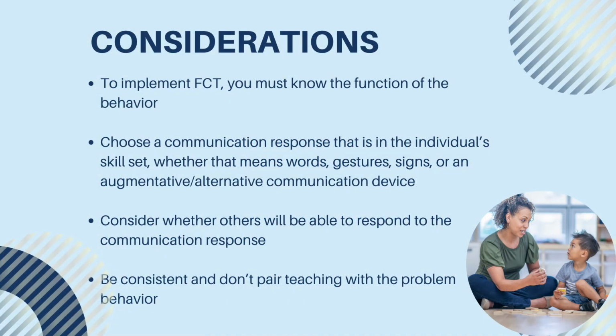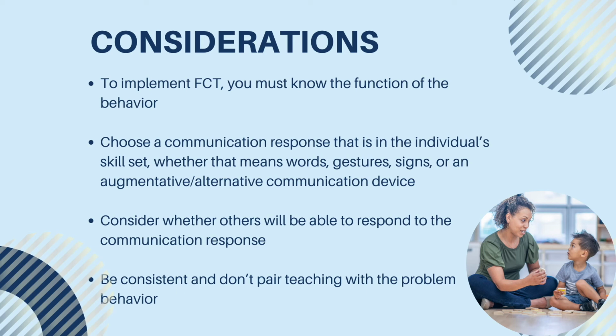Before we can implement functional communication training, we really have to know the function of the behavior. The alternative behavior we are teaching and the consequence it produces must be matched to the cause of the problem behavior. Communication also looks different depending on the skill level. We can use verbal language for some individuals, but others might be dependent on alternative forms of communication. We can teach communication in the form of gestures, sign language, a picture exchange system, or even an augmentative or alternative communication device recommended by a speech pathologist.